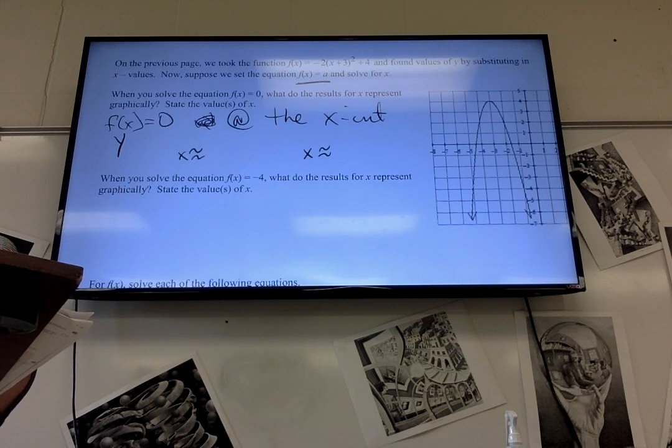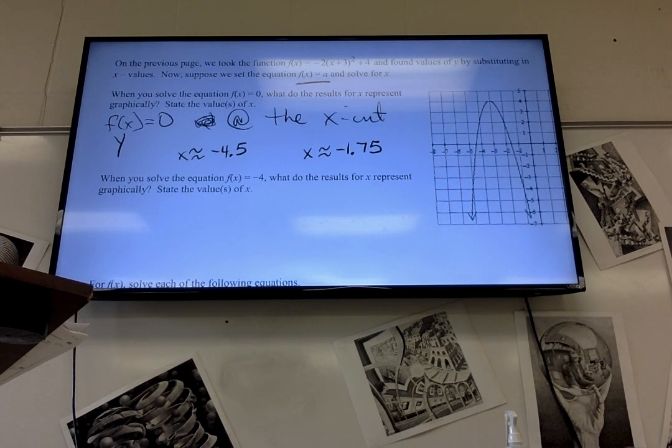Negative 4.5. Okay. Somebody else tell me the other one. Just a guess. Negative 1.7. Okay, I like it. Those are good guesses. And notice I put those little squigglies. What do those mean? Approximately. We're getting an approximation. It's not exact.